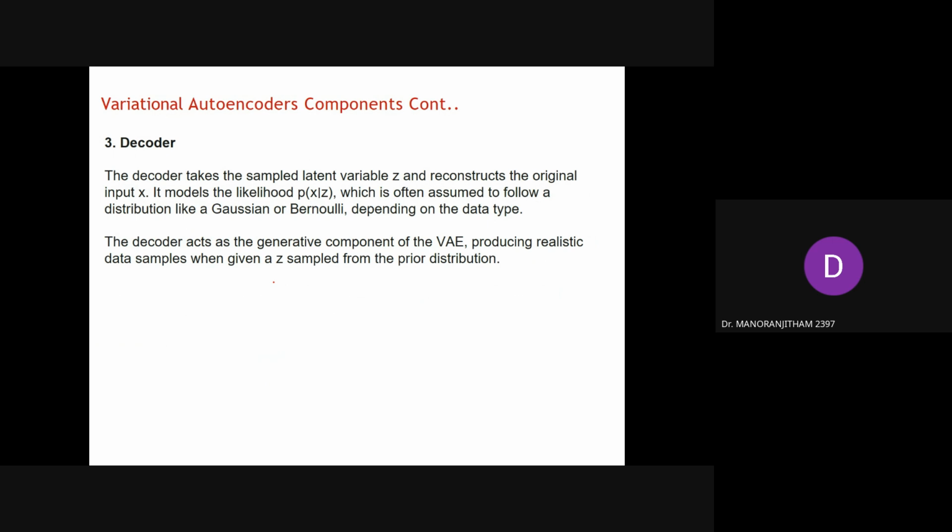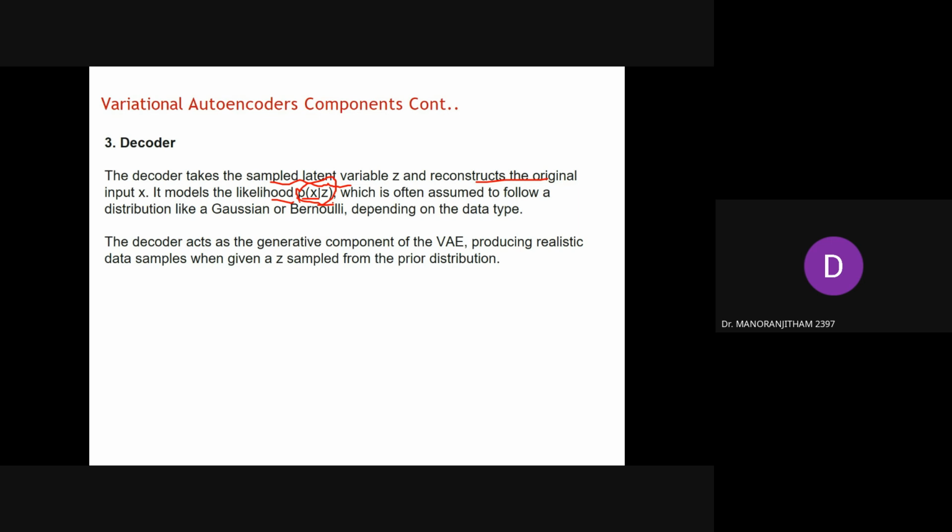And the third component of VAE is nothing but the decoder. In the decoder, it takes the sampled latent variable, which is generated from the encoded part, and reconstructs the original input X. So here the original input is converted to a latent space representation, and then that is given to the decoder part, which uses it to reconstruct the input. So it models the likelihood, p of x given z.